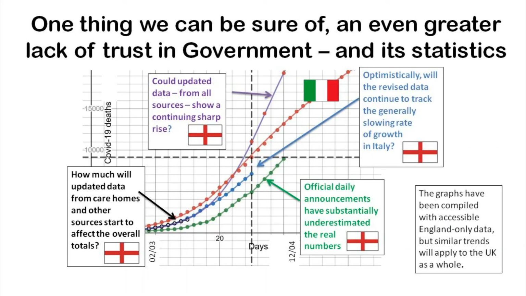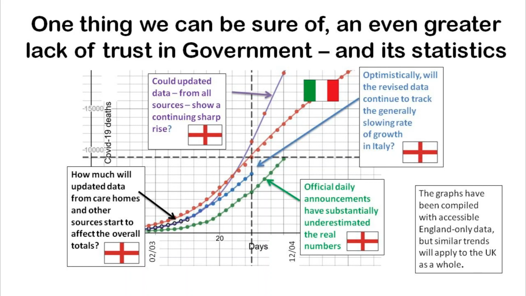So while we can try and use maths to unpick the issues here, the reality is that the only thing that perhaps we can be really sure of is at the end of all of this, there will be an even greater lack of trust from many people in government and in its statistics. Because it will become clear that the official daily announcements have substantially underestimated the real numbers. Optimistically, we can hope that the revised data will continue to track the generally slowing rate of growth in Italy, although even then, that will end up with substantial death tolls that could and should have been lower if the proper action had been taken.